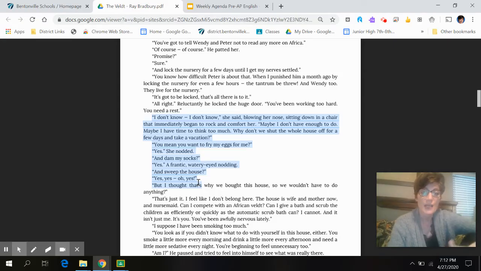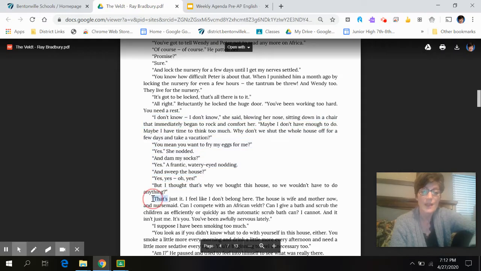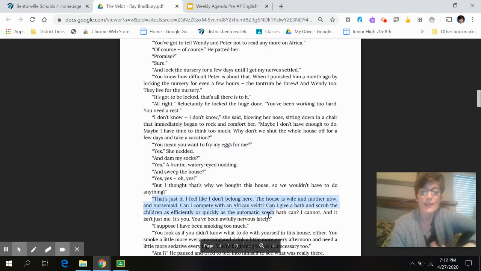She said she doesn't have enough to do. Why don't we just shut the whole house off for a few days? And her husband asks, you want to fry my eggs and darn my socks and sweep the house? And she says, yes, yes. And he says, I thought that's why we bought it, so we wouldn't have to do anything. And again, her reply is, I feel like I don't belong here.